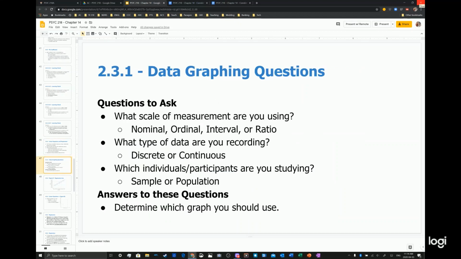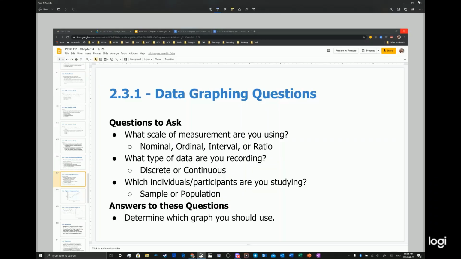So when we look at graphs for 2 variables, we have some questions that we want to ask before we look at regression lines. Here are some questions that we want to ask. 1. What scale of measurement are we using? Again, you can think back to the different scales. We have nominal, ordinal, interval, and ratio. For purposes of the Pearson correlation, we're going to focus on interval and ratio scales.